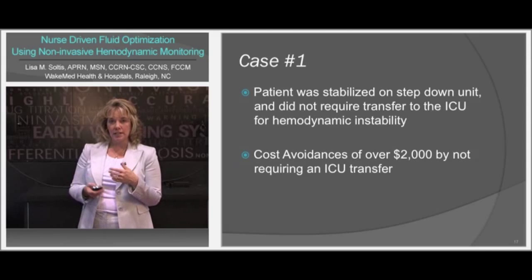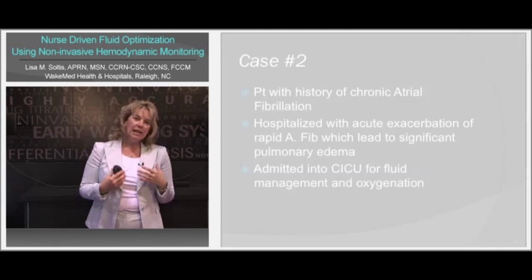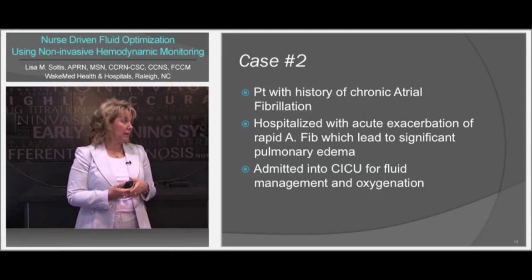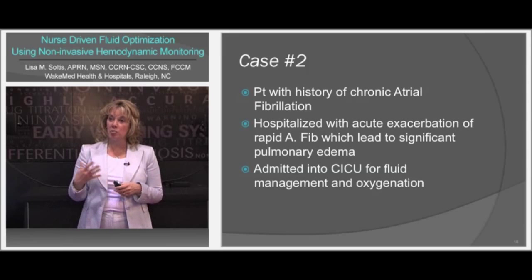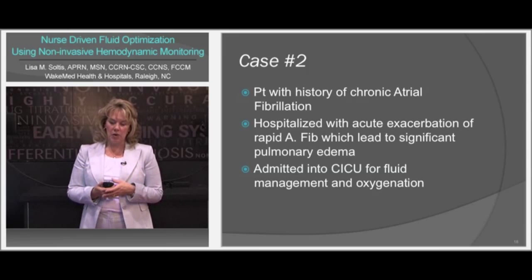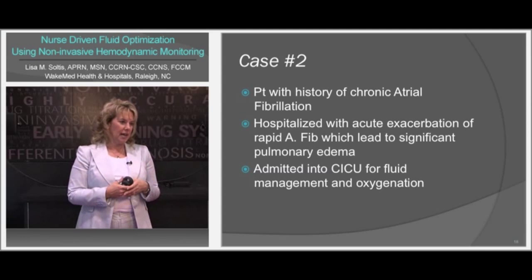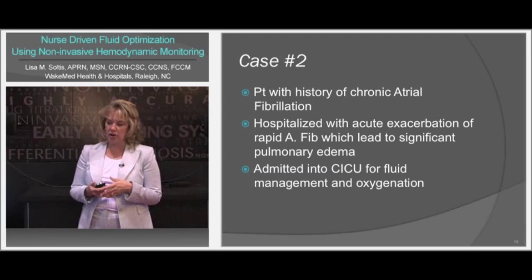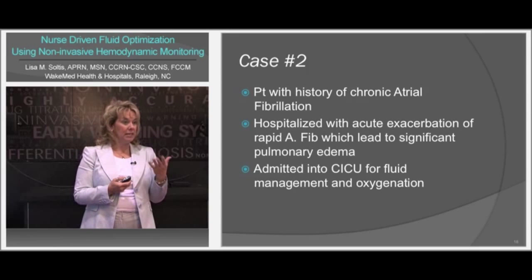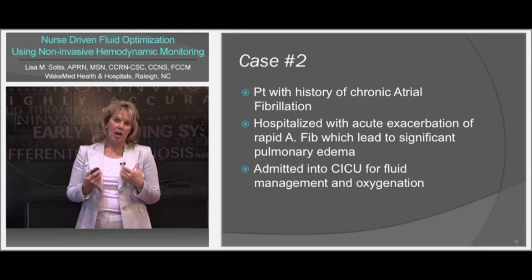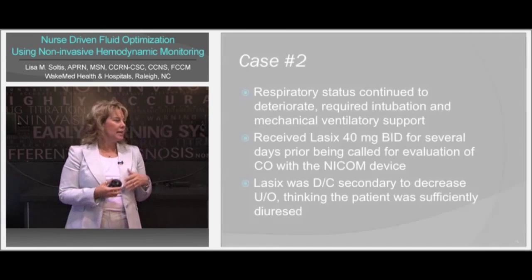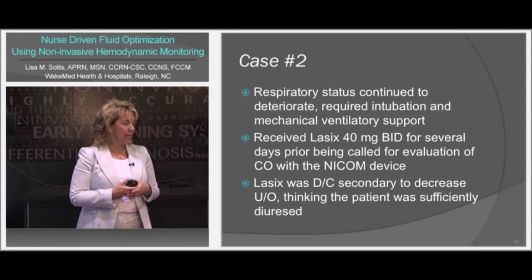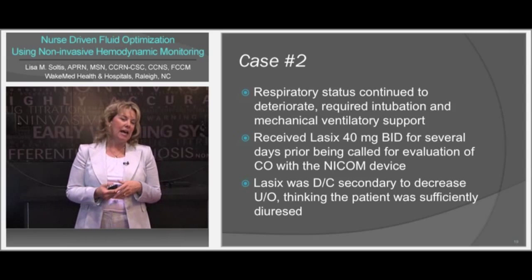A second case was a patient who has a long-standing chronic history of rapid AFib. He had an acute exacerbation that brought him into the hospital, and with that, he had a rapid heart rate and went into profound congestive heart failure, fluid overload. The patient continued to deteriorate, and we ended up placing him into the critical care intensive care unit to help manage his fluids as well as oxygenation. His respiratory status continued to decline, so at that point we ended up having to intubate him and put him on a ventilator, and then we continued with aggressive diuresis.